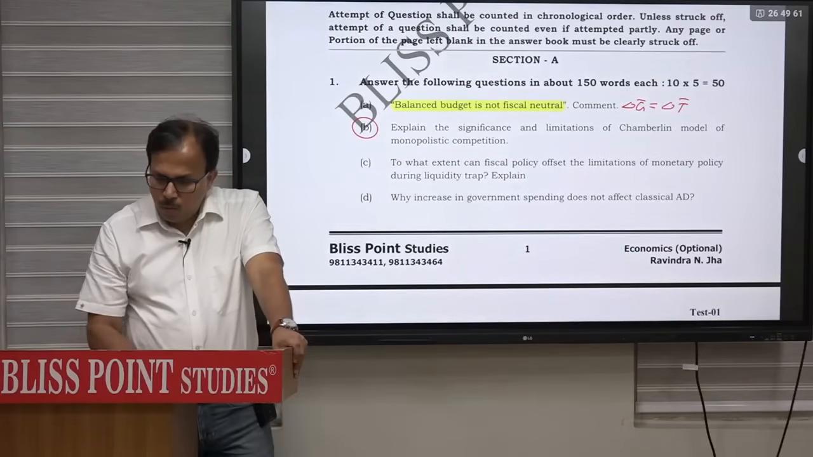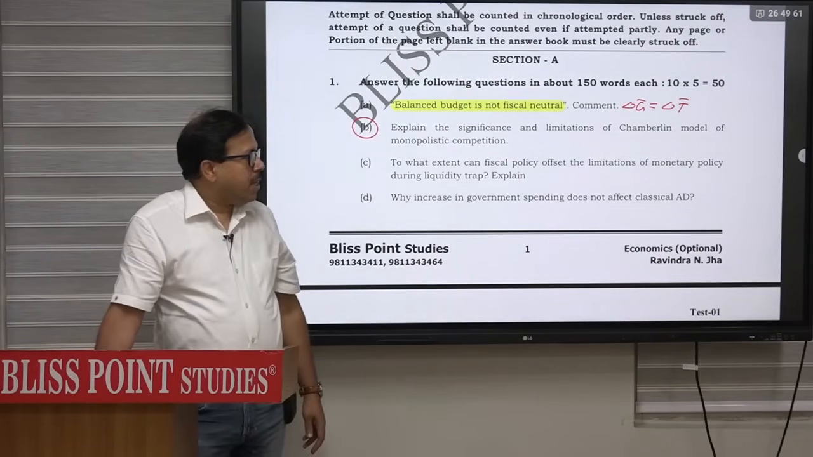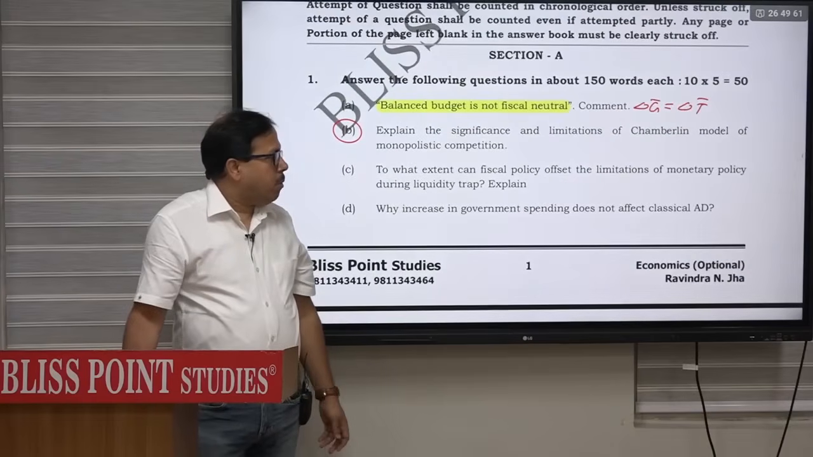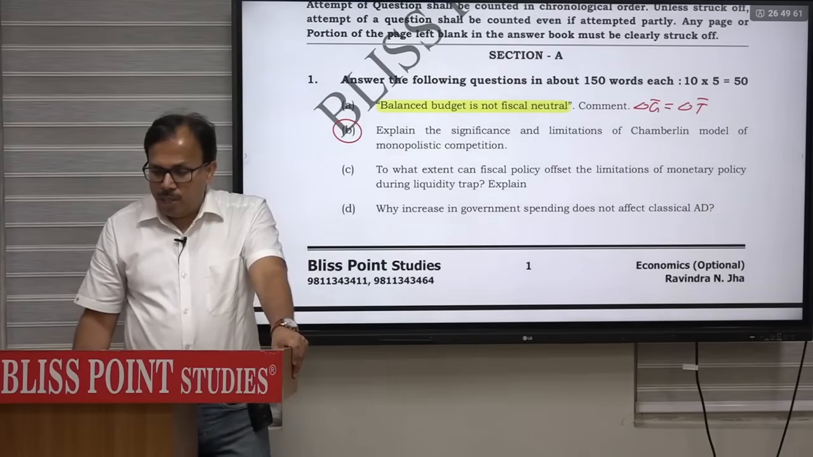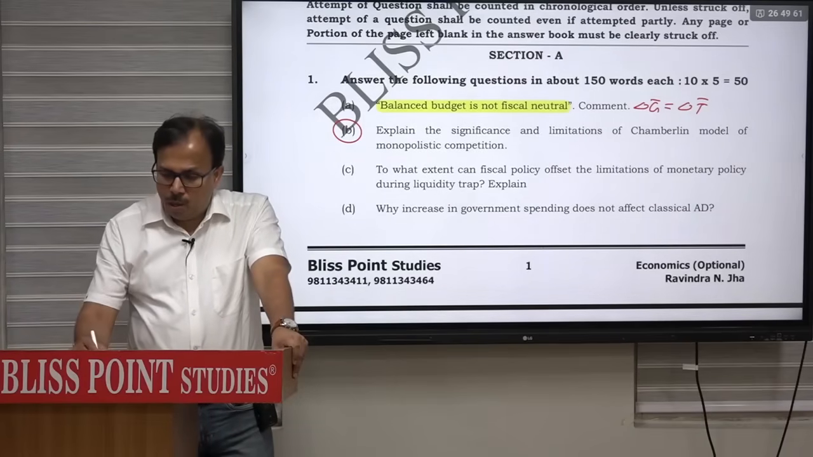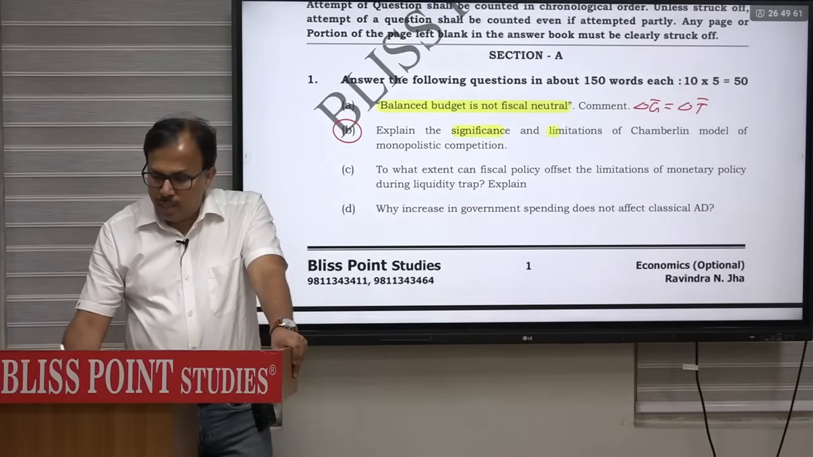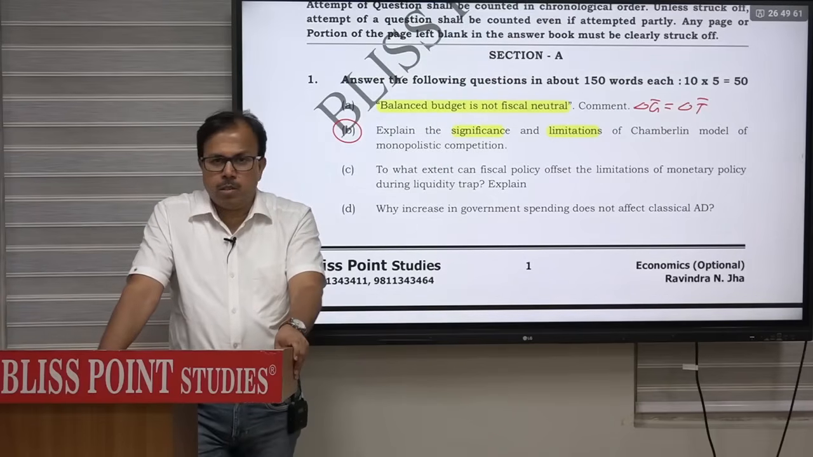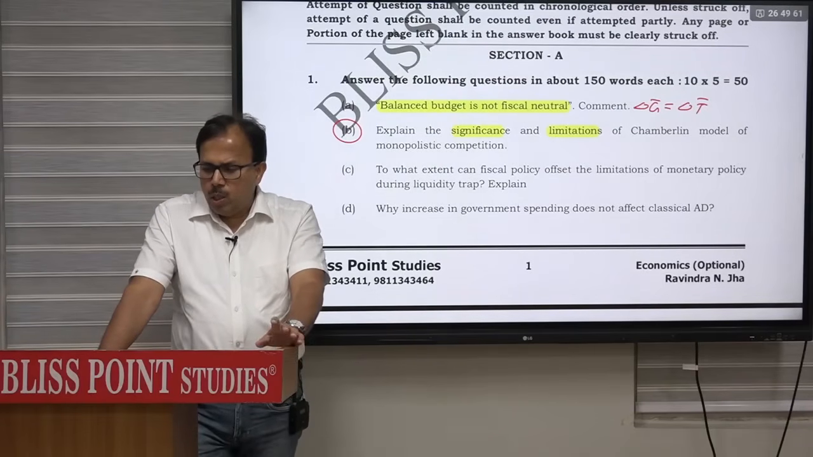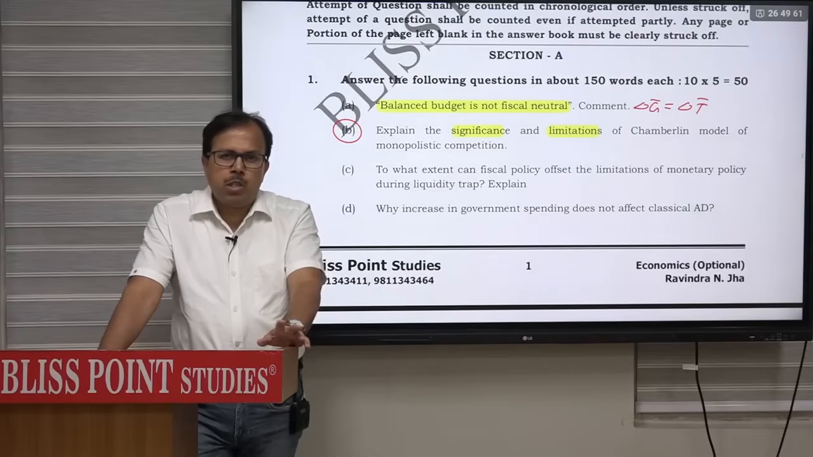Read question number 2. Explain the significance and limitation of Chamberlain model of monopolistic competition. What is the significance? You can start by saying monopolistic competition is characterized by a large number of firms producing differentiated products, and entry and exit is free.